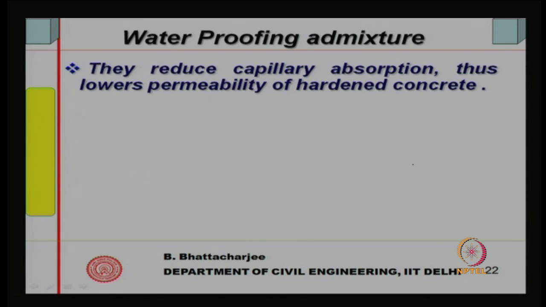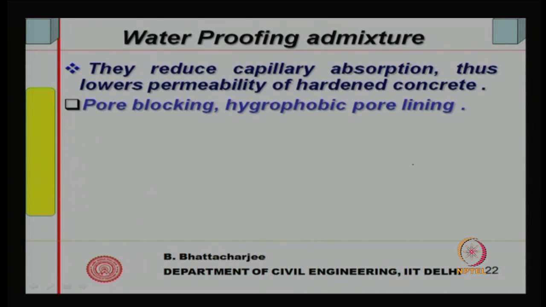Waterproofing admixtures reduce the capillary absorption, thus lowering the permeability of hardened concrete. These admixtures, when you add them to the concrete system during mixing, in the later stage act on the capillary pores in some manner or other and lower the permeability of hardened concrete. They can be of this kind: pore blocking treatment or hygrophobic, that is water repelling, pore lining treatment.